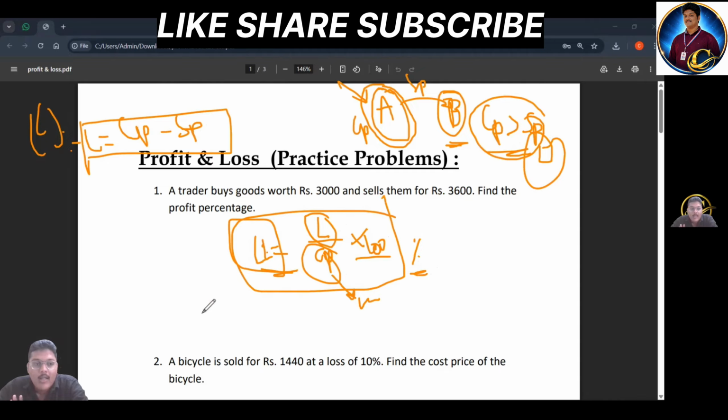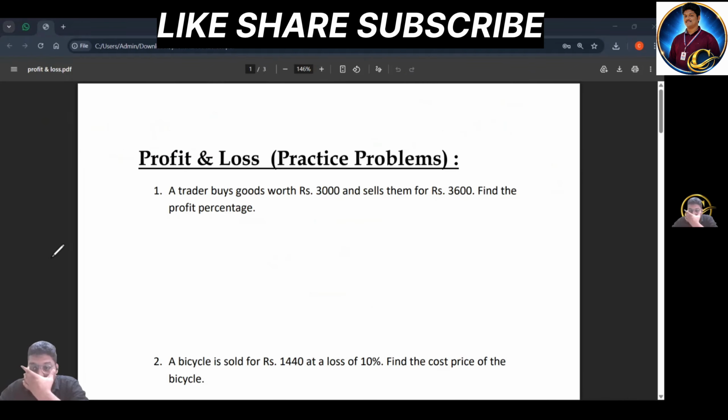Okay. This is the basic information about the profit and loss. If we go further, there are questions like: if a product has some cost price, the shopkeeper gives some discount on that. Discount is denoted by capital D. Percentage discount is generally just a percentage.